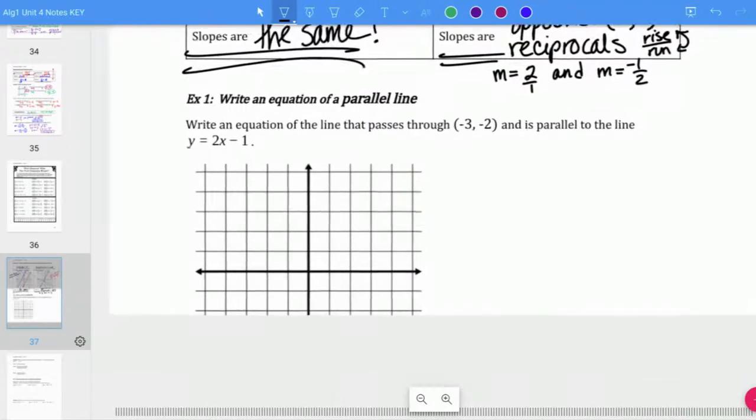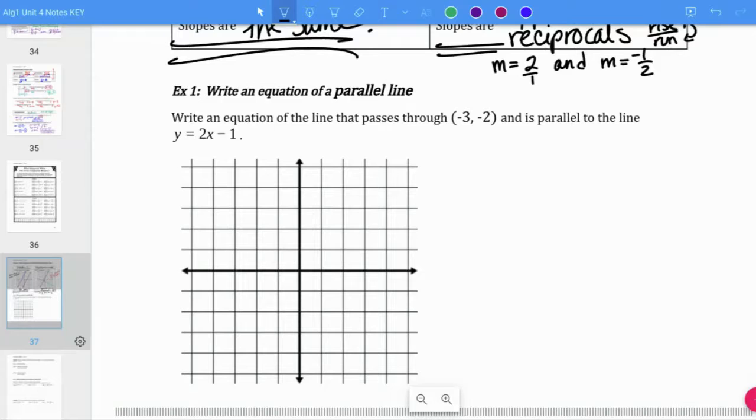Example 1 at the bottom says write the equation of a line that passes through the point negative 3, negative 2. I'm going to go ahead and plot that point. Negative 3, negative 2 puts me right here. And there's an infinite number of lines that go through that single point. But the other bit of information we have is that our line is going to be parallel to the line y equals 2x minus 1. And as soon as you see that word parallel, you know that it's going to have the same slope.